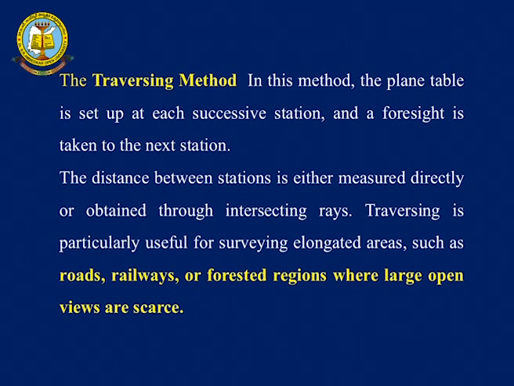The next method is the traversing method. In this method, the plane table is set up at each successive station and a foresight is taken to the next station. The distance between the stations is either measured directly or obtained through intersecting the rays. Traversing is particularly useful for surveying elongated areas such as roads, railways, and forested regions where large open views are scarce.